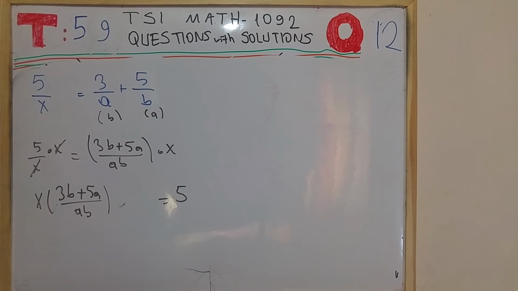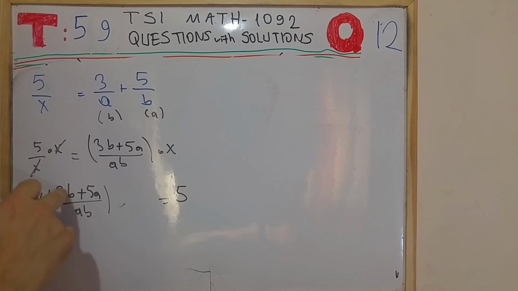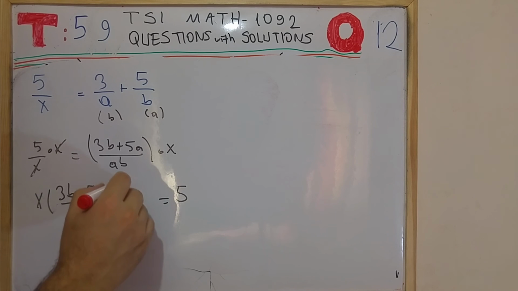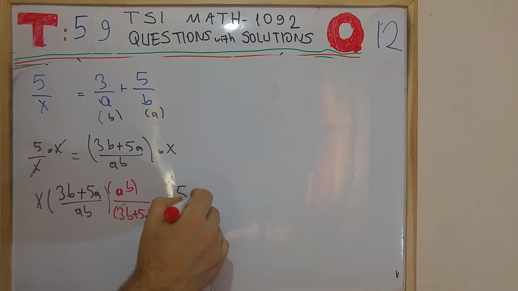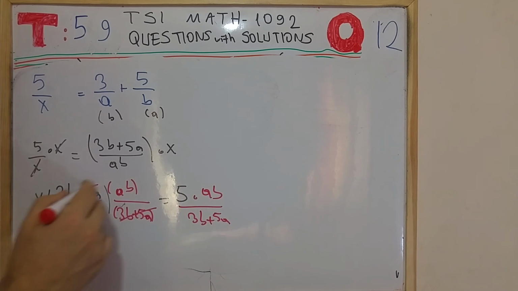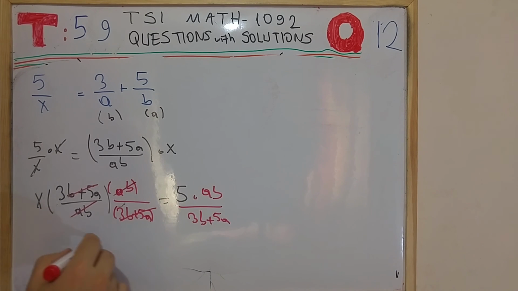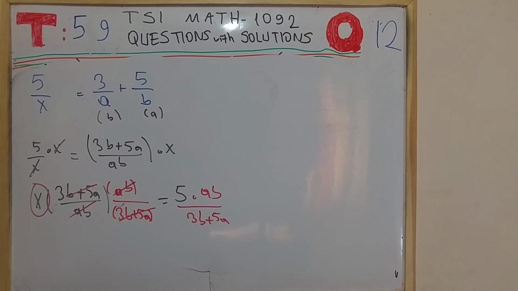And now I need to get x alone by multiplying each side by the reverse of this term, which is ab over 3b plus 5a. When these cancel each other out, I will have x only one in my hand, which is 5ab over 3b plus 5a.